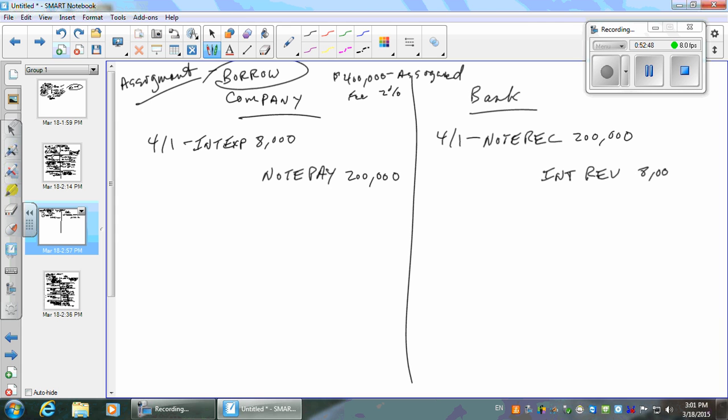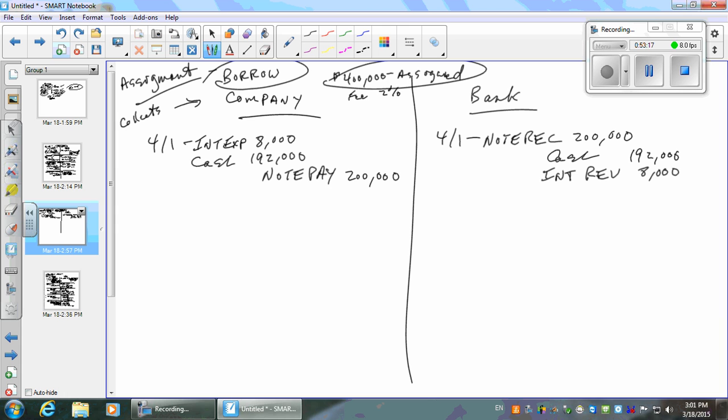So how much cash changes hands? 192, is that right? Okay, this is pretty straightforward. The thing to remember is the fee is based on the full amount of assigned receivables. Now, what we're doing here is having the company collect. Say, in this example, the company collects the receivable.